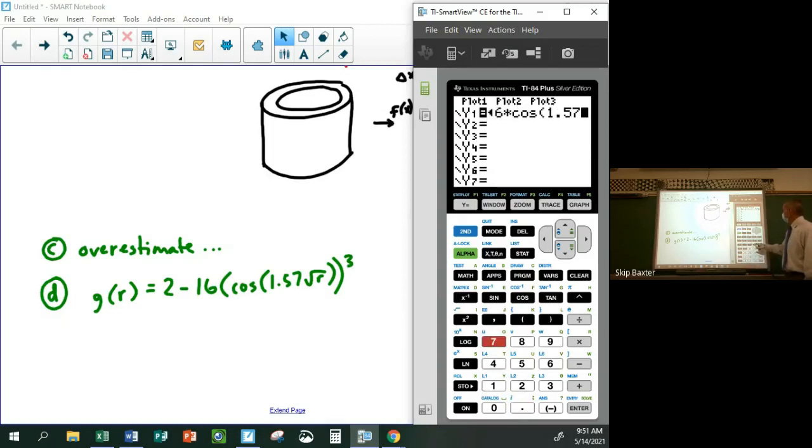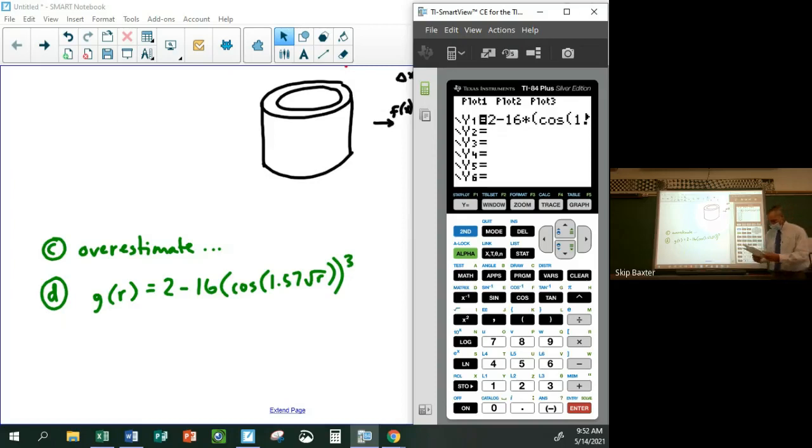So this would be 2 minus 16 times cosine of 1.57 radical x, close parentheses, squared, or cubed. Let me make sure I have enough parentheses here. I don't, so I need parentheses around this. Insert parentheses, then just make sure there are no typos at all, and then enter.